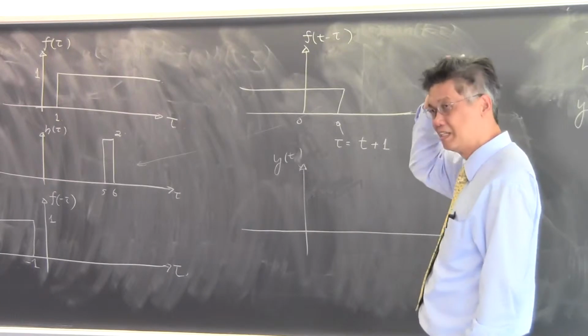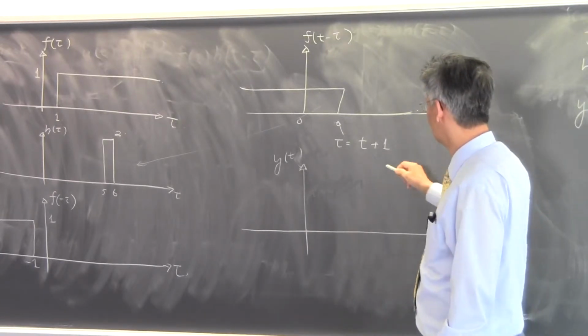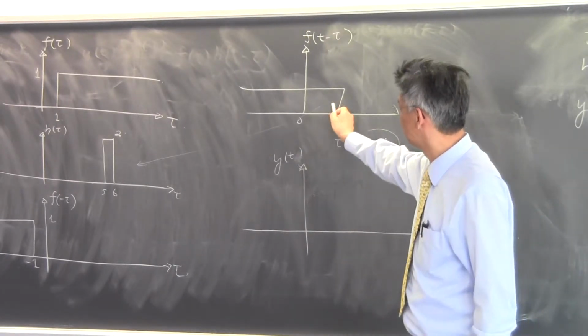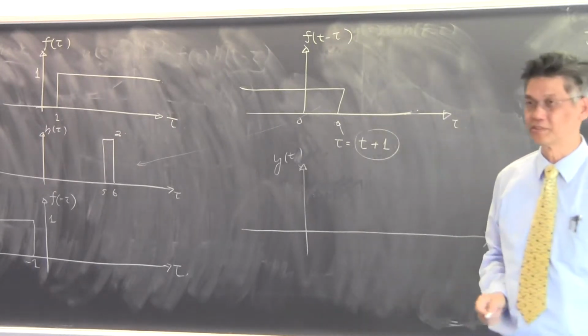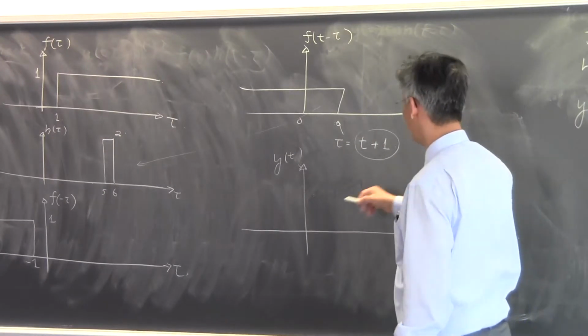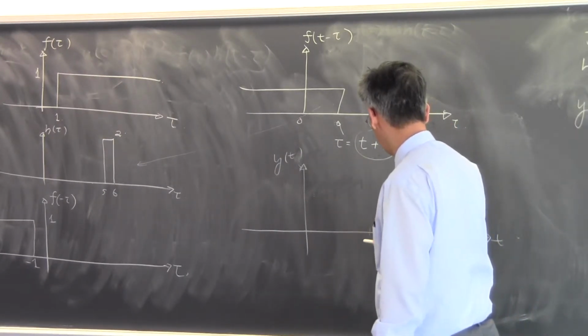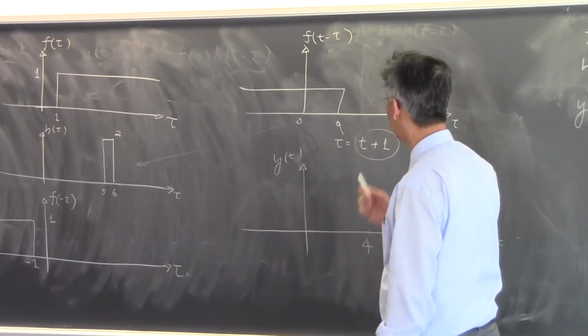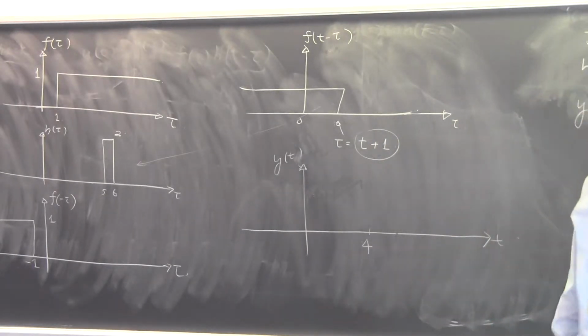What must t be? What must t be in order for this function to overlap with that function? 5. T plus 1 must be equal to 5. So what must t be? 4. Okay? So t plus 1 must be equal to 5 before it hits it. So t must start with 4. Okay? When it hits the other function, it picks up an integral.